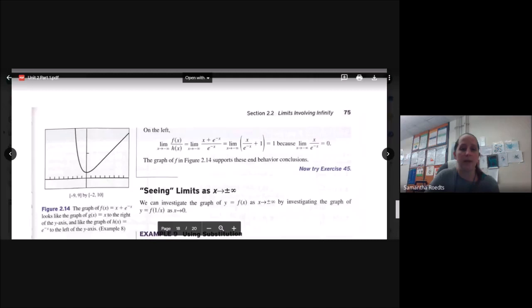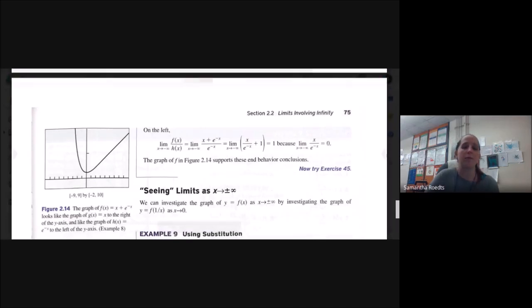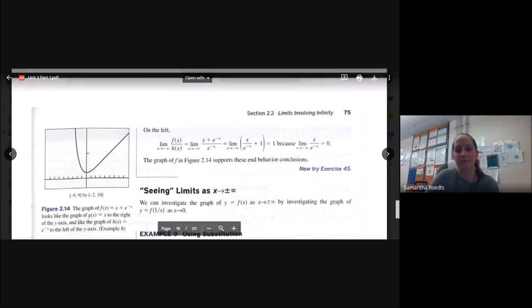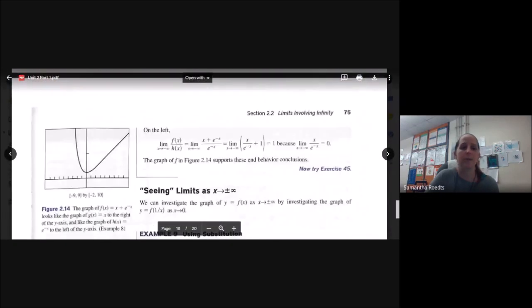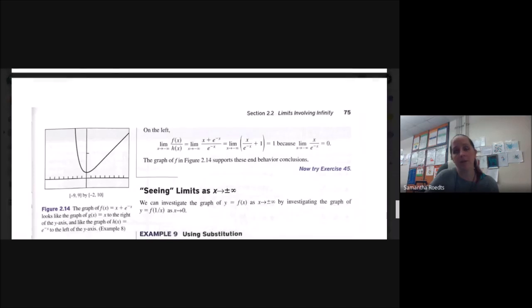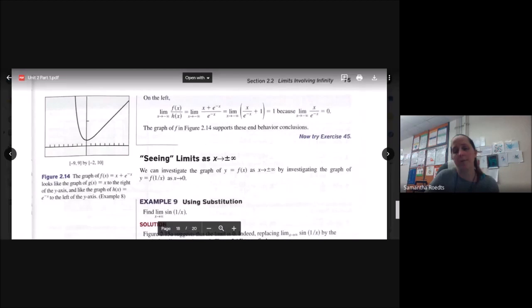So as I'm coming from the left, it's approaching 0. As I'm coming from the right, it's approaching 1. Sorry. They're both approaching 1. So there's 1 right there. So as I'm coming from the left, I'm approaching 1. As I'm coming from the right, I'm approaching 1.